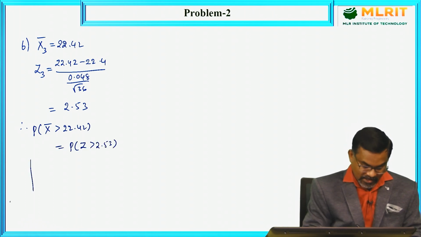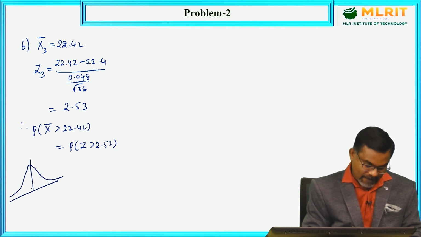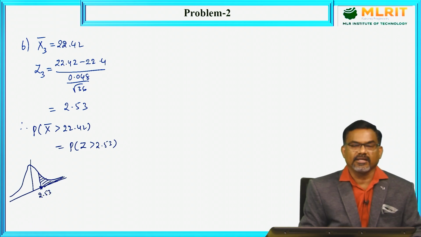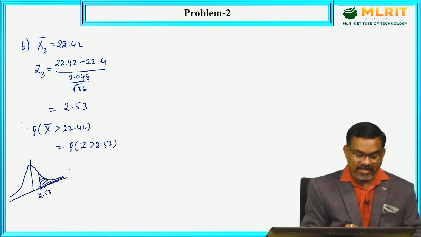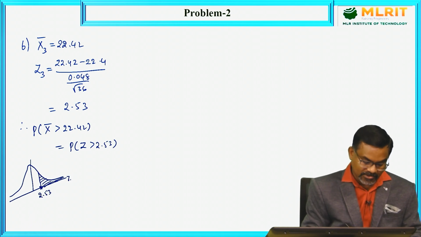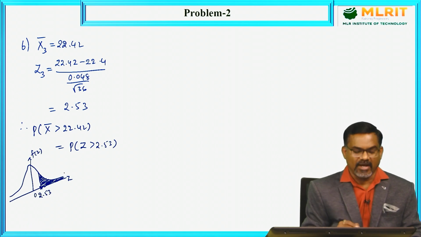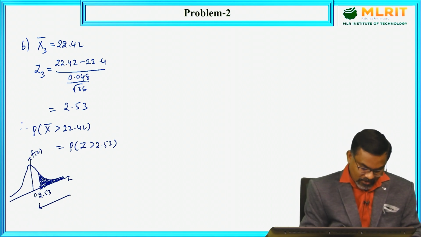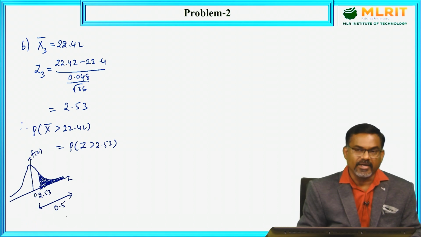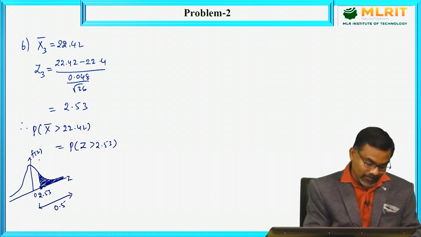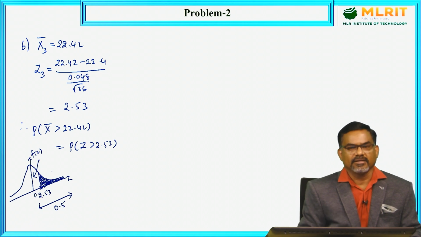So, again draw the graph. 2.53 is a positive value. So, I can consider here, and this is the region we need to calculate the probability or the area under the normal curve. So, this is z and f of z 0. We need to calculate this region, but using the standard normal distribution table, we can find the area from 0 to any z value. Hence, we know that this total area is equal to 0.5. So, from this 0.5, if we subtract this region, we will get the remaining shaded region.